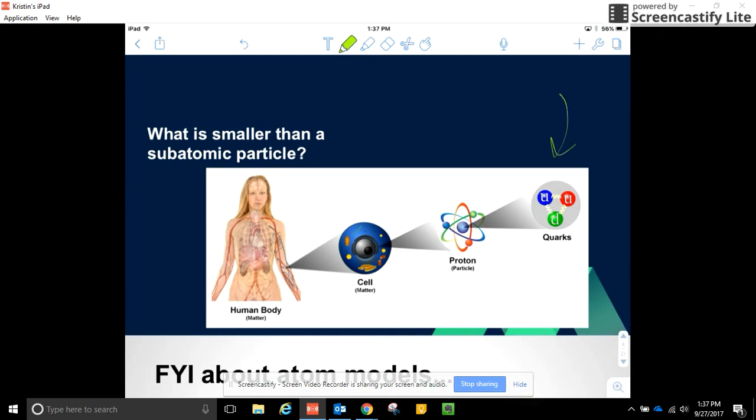So a quark is almost like the building block of a proton, and quarks make up everything that exists. And they exist in a lot of different ways. They can exist as up quarks, down quarks, all kinds of really goofy names. And that kind of goes deeper into physics than we're going to go into this. But if you're interested in that, I'd be happy to give you some more information.